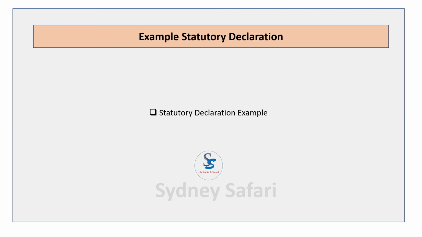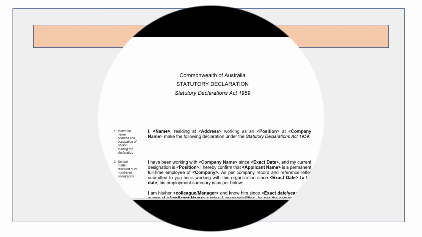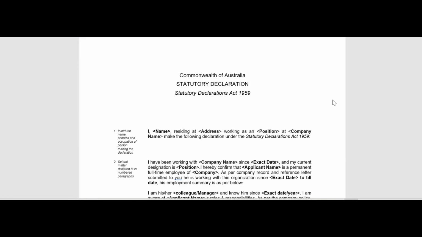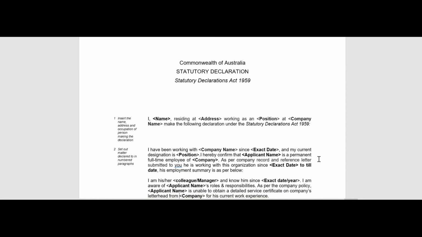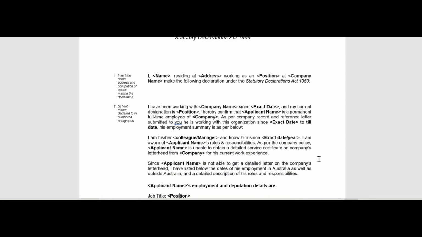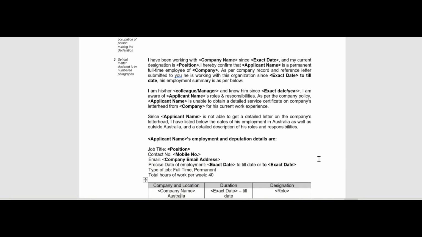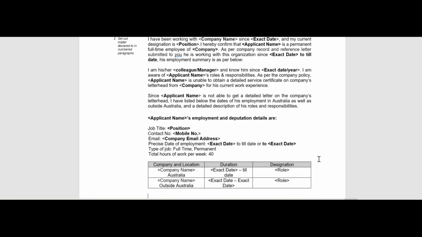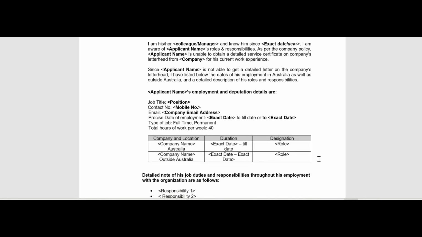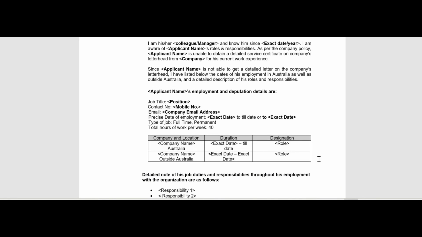Let's discuss a sample statutory declaration. You can find here that this statutory declaration should be written by the declarant and not by the applicant, so they can fill in this template, and similarly there are many templates available on the internet that they can use, but this is the most effective one and you can use it. It has all the information which is required to submit your ACS.